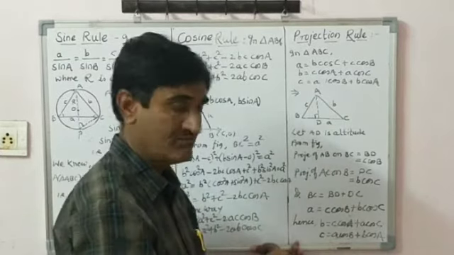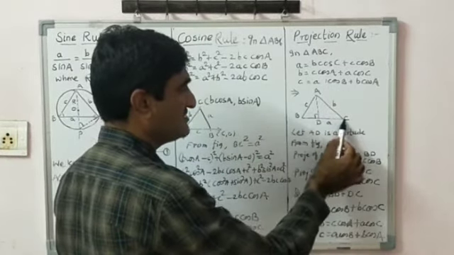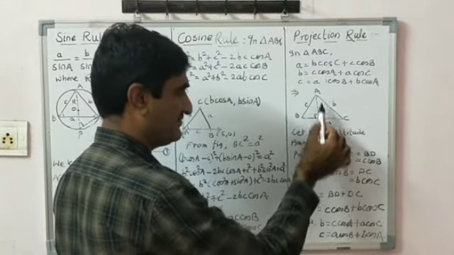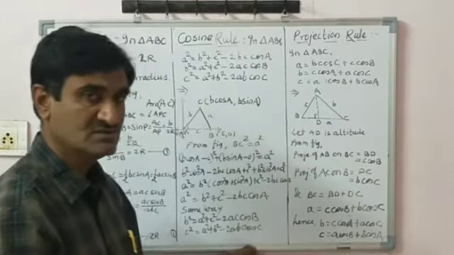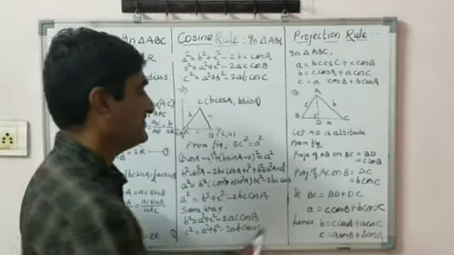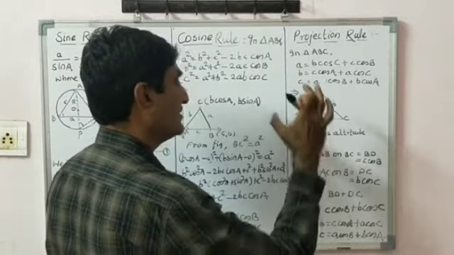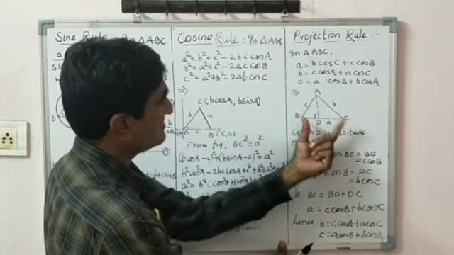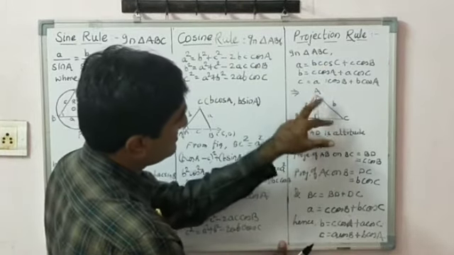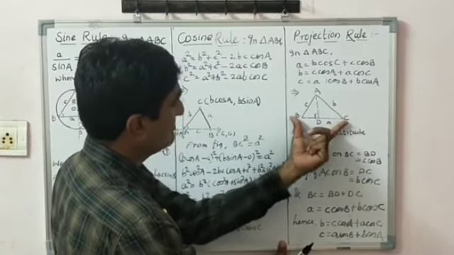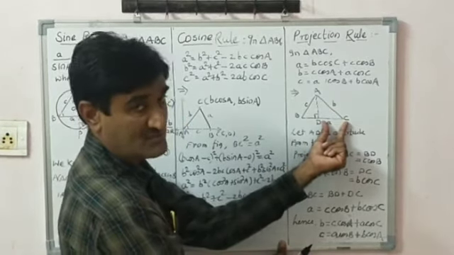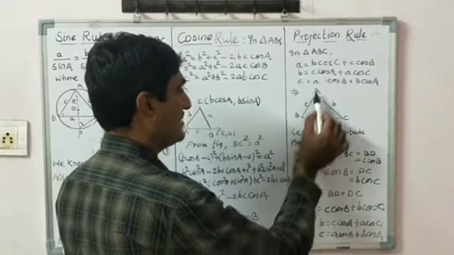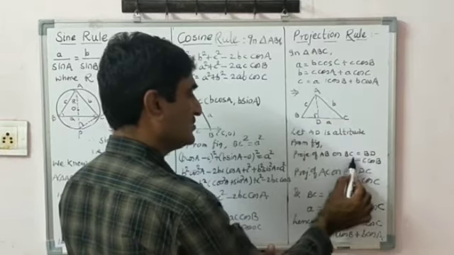Now the proof by this figure. Consider triangle ABC. We draw the altitude from A, that is AD, which is perpendicular to BC. In this figure, the projection of AB on BC is BD, and the projection of AC on BC is DC. These are the projections. Therefore, from the figure, the projection of AB on BC is equal to BD.